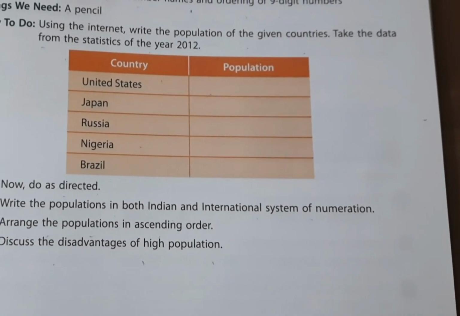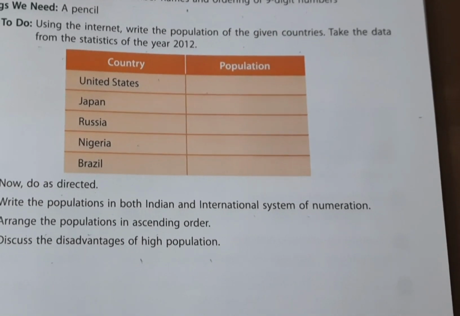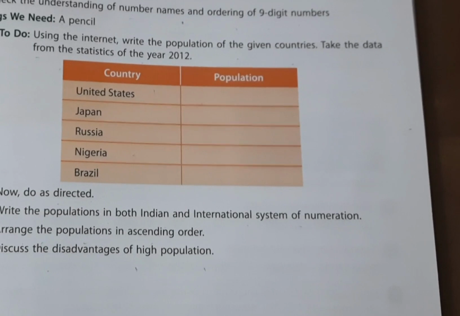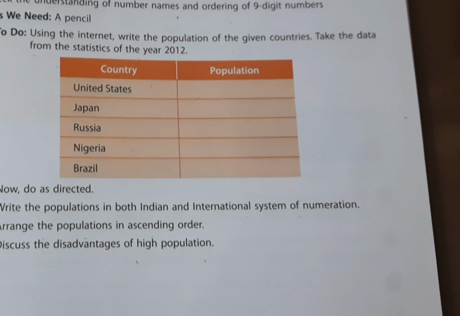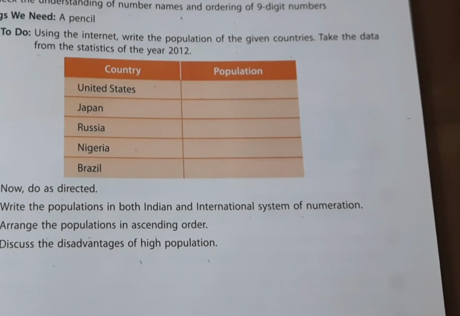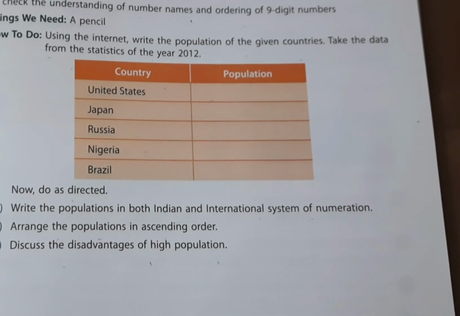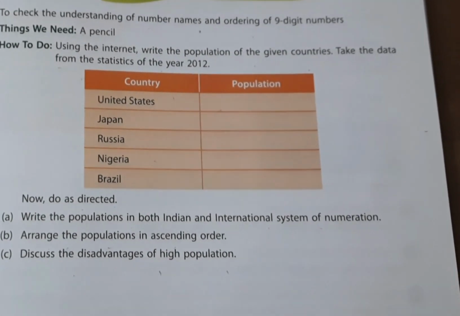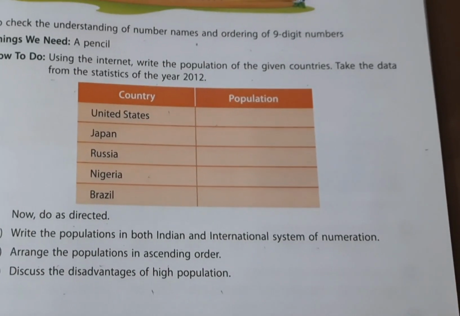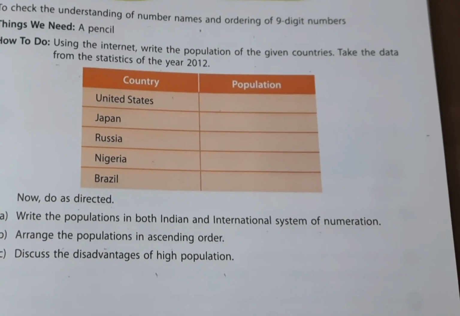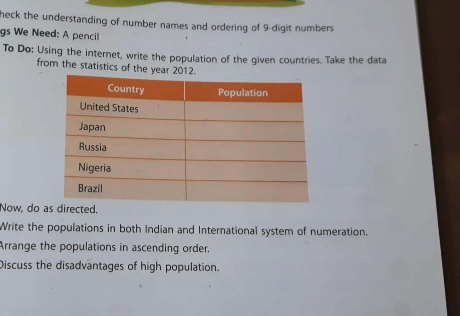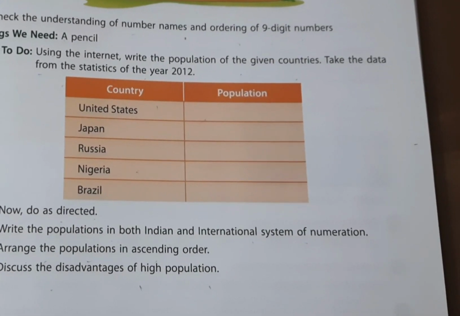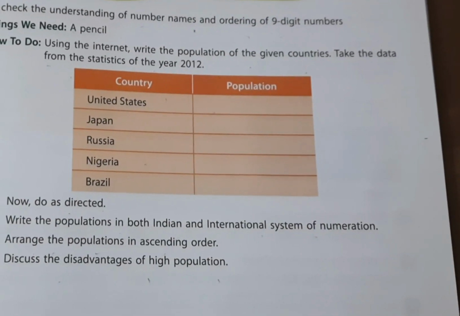Third part, discuss the disadvantages of high population. You have to think about what you feel, or find out what are the disadvantages of increase in the population. Note down any 2 or 3 points of disadvantages, and neatly you have to file it. I will ask you to assign it in the Google Classroom. Then you have to send it or attach that activity in the Google Classroom. According to that, we will provide you the internal marks.